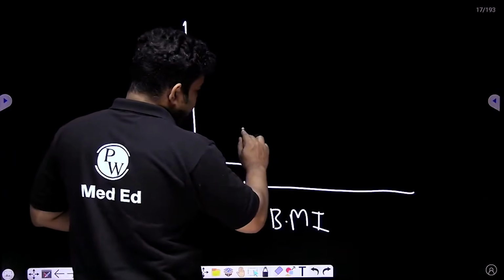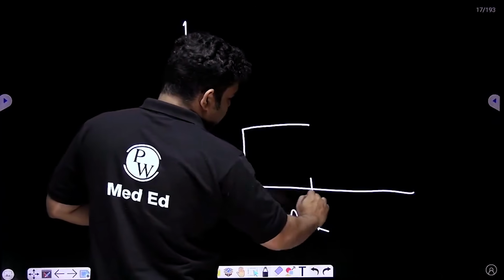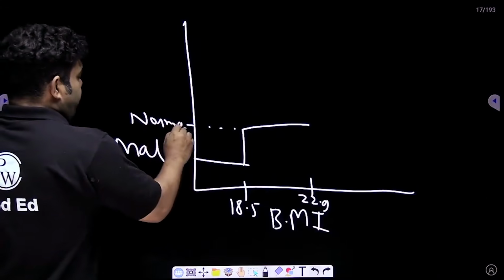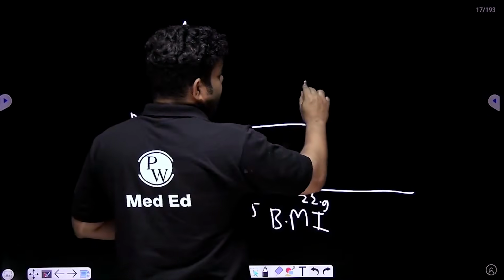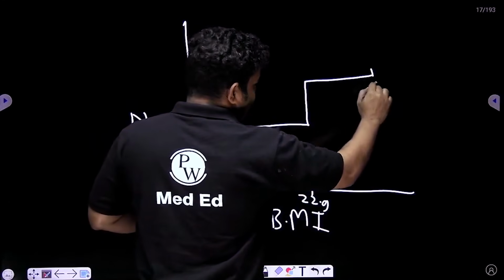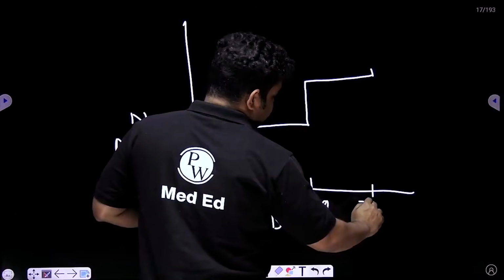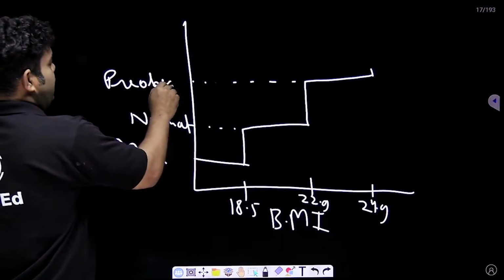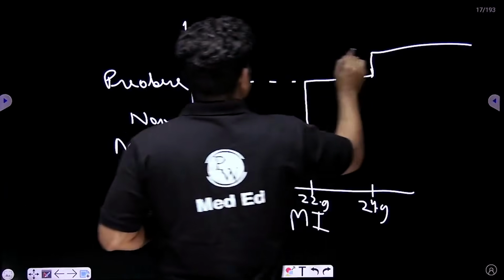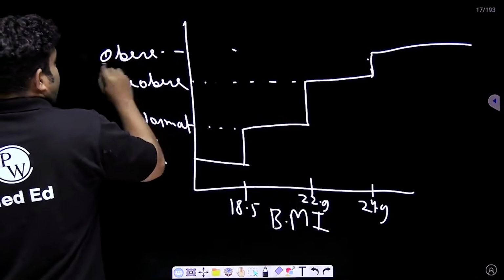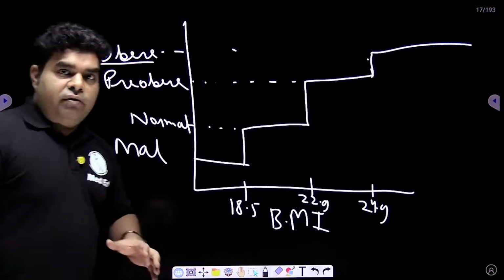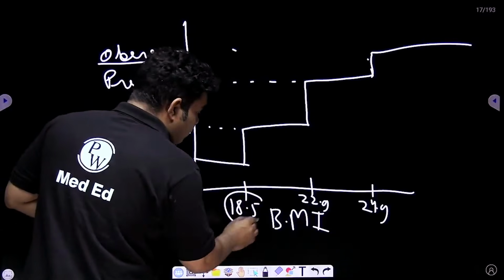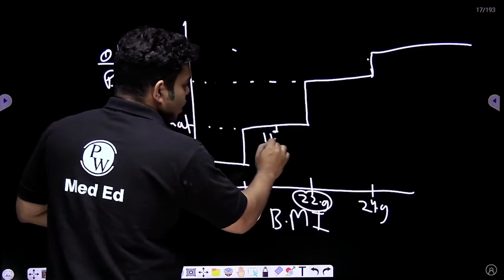As soon as it crosses 18.5 till 22.9, only till 22.9, you are normal. As soon as it crosses 22.9 till 24.9, or till 25 I can say, you are pre-obese. And as soon as it becomes more than 25, you are obese. So this is the actual classification of Asian WHO BMI, and you should remember this point also. They can separately ask that till 18.5 to 22.9, only this part is normal.